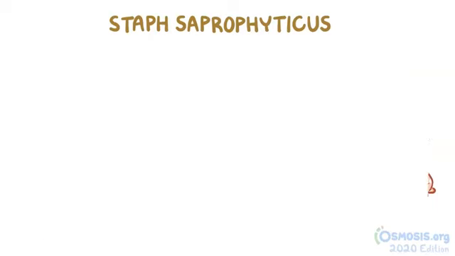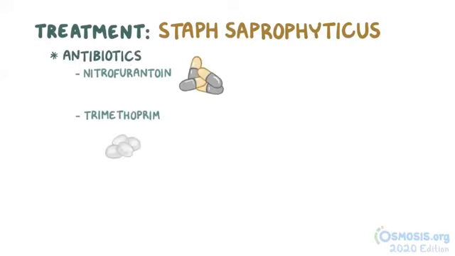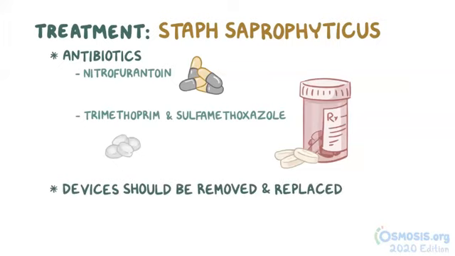Staph saprophiticus infections can be treated with antibiotics like nitrofurantoin or a combination of trimethoprim and sulfamethoxazole. Additionally, indwelling medical devices should be removed and replaced when there's suspicion of biofilms.